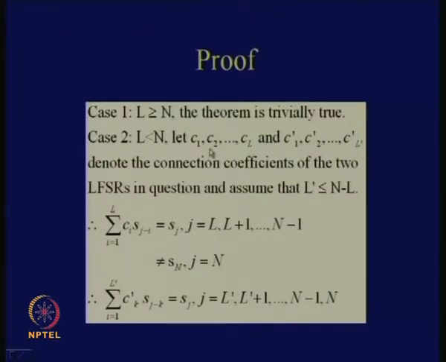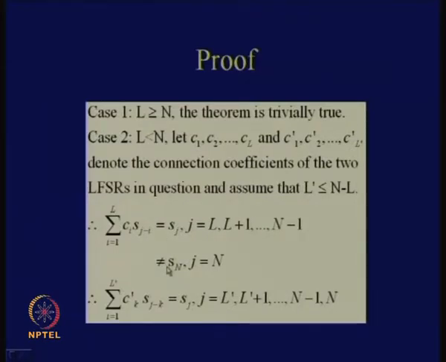Okay. So, these are the corresponding coefficients of the two LFSRs. Note that we have assumed that L dash is less than or equal to n minus L. That is by contradicting the theorem statement. Now this is clear: the first LFSR has generated the sequence till n minus 1, so I can write this equality, but this is not equal to Sn.